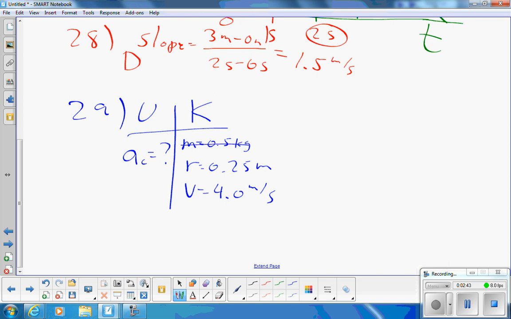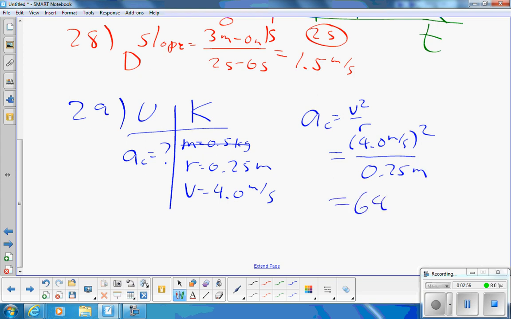Guess what we don't need? Mass. Because centripetal acceleration is v squared over r, and that is 4.0 meters per second squared over 0.25 meters. Do the math, and you get 64 meters per second squared is your centripetal acceleration, and that is choice D.